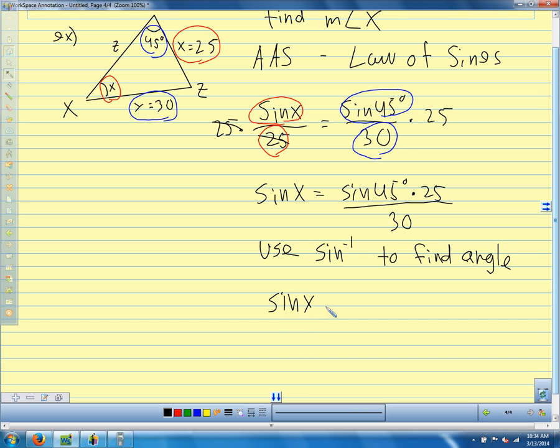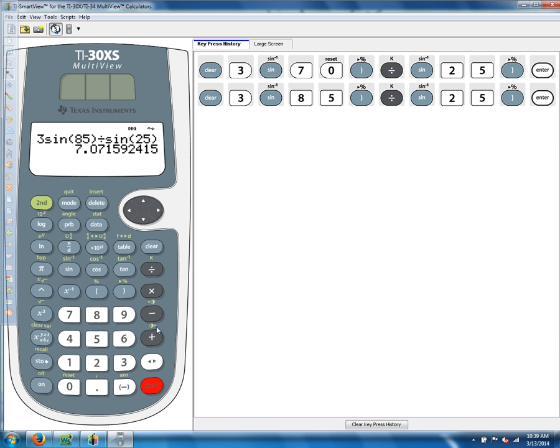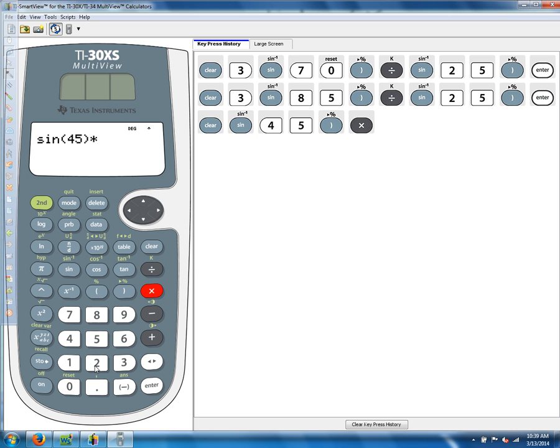So sine of x equals, and I'm going to plug this into my calculator just like I've written it, sine of 45, and I need to close that parentheses. Otherwise, your calculator is going to do the sine of 45 times 25. So sine of 45 times 25. Make sure you close that parentheses. And then I'm going to divide that by 30. Enter. And I get 0.5893. I'm going to keep 4 decimal places.